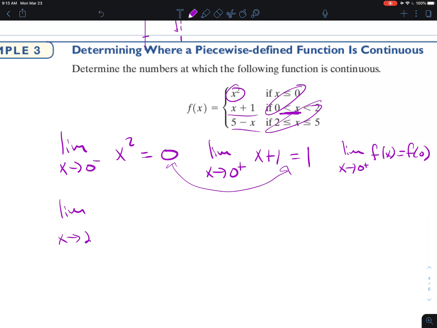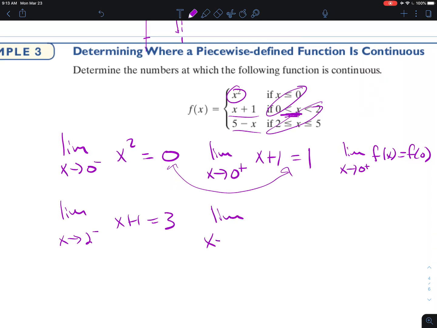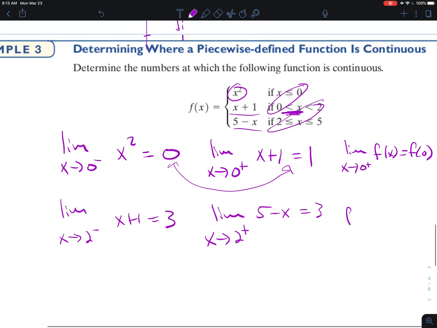The limit as x approaches 2 from the left still behaves according to x plus 1. We're still in that middle domain there. And I get 3 when I evaluate that. And the limit as x approaches 2 from the right side now behaves as 5 minus x, which also, if I plug in 2, equals 3. Now the last thing we want to check is f of 2 and make sure that f of 2 equals 3, the same as the limit coming from the right. So that does equal 3. Therefore it is continuous at 2, but it was not at 0.